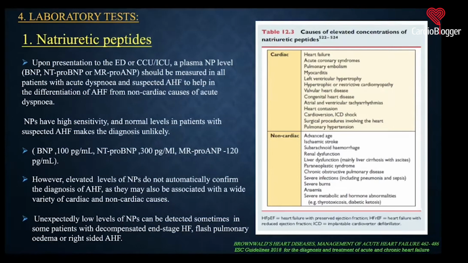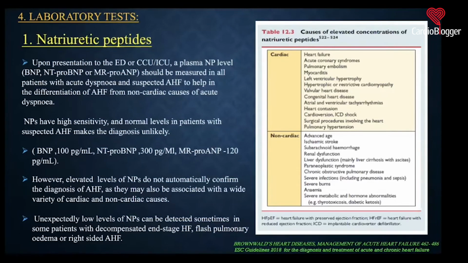However, having said this, you should always know that there are various other causes of raised NT-proBNP apart from heart failure. Like in acute coronary syndrome, a high NT-proBNP correlates with the prognosis. In patients with pulmonary embolism, NT-proBNP is also associated with a poor prognosis. Myocarditis and LVH can have a higher NT-proBNP. Patients with HCM can have higher NT-proBNP. Valvular heart disease, congenital heart disease, any arrhythmias, atrial or ventricular arrhythmias. Then post-cardioversion or post-ICD shock, you can have a high NT-proBNP. Then in a patient with pulmonary artery hypertension, you can have a high NT-proBNP.